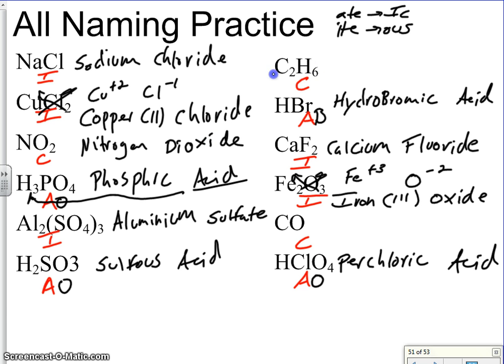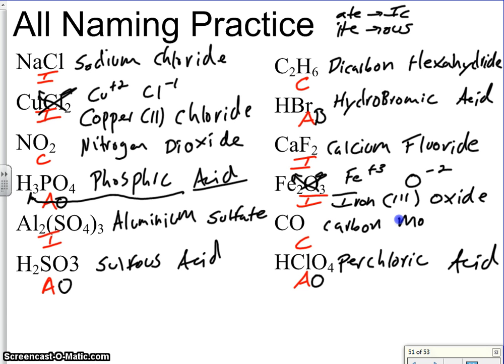Okay, C2H6, we do use a prefix because there's more than one, so we say dicarbon, again, not changing the ending of the first one. 6 is hexa, and hydrogen becomes hydride. Okay, and CO, carbon, we don't use the prefix because there's only one. We do use mono for the last element because we need to, and then oxygen becomes oxide, so carbon monoxide. Okay, so that's taking the compound to the name.